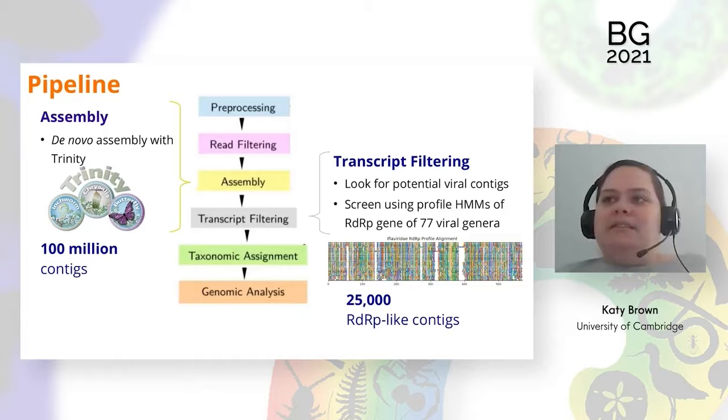I then need to filter them, so look for the ones which have some similarity to known viruses. And I do this using profile HMMs. So these are generated, we have these curated alignments for 77 different genera of RNA virus, and we base them on the RDRP gene. And we use this gene just because this is the only gene which is shared between all RNA viruses. So we use the RDRP gene alignments and this HMM model to compare this to all of the contigs and look for things which have significant similarity to RDRP. And after this, we have about 25,000 potential RDRP-like contigs remaining.